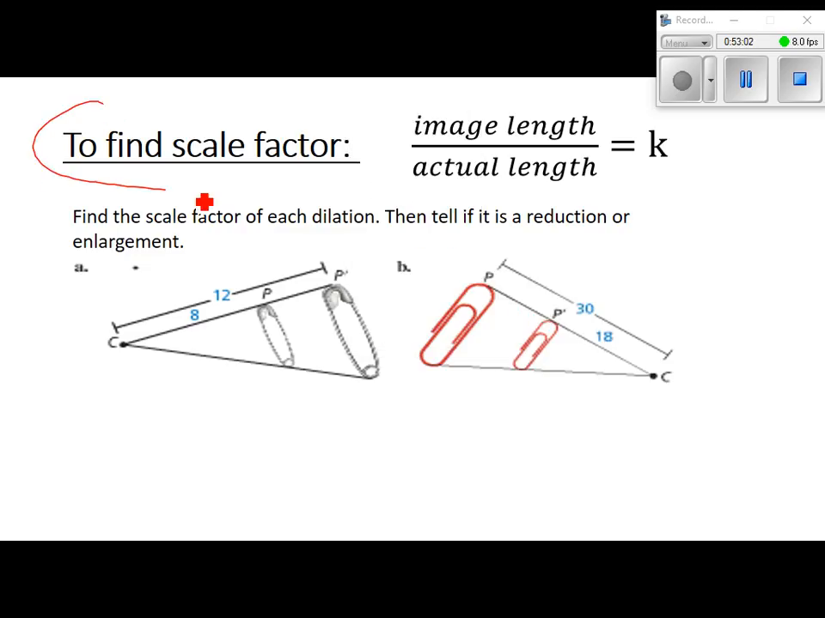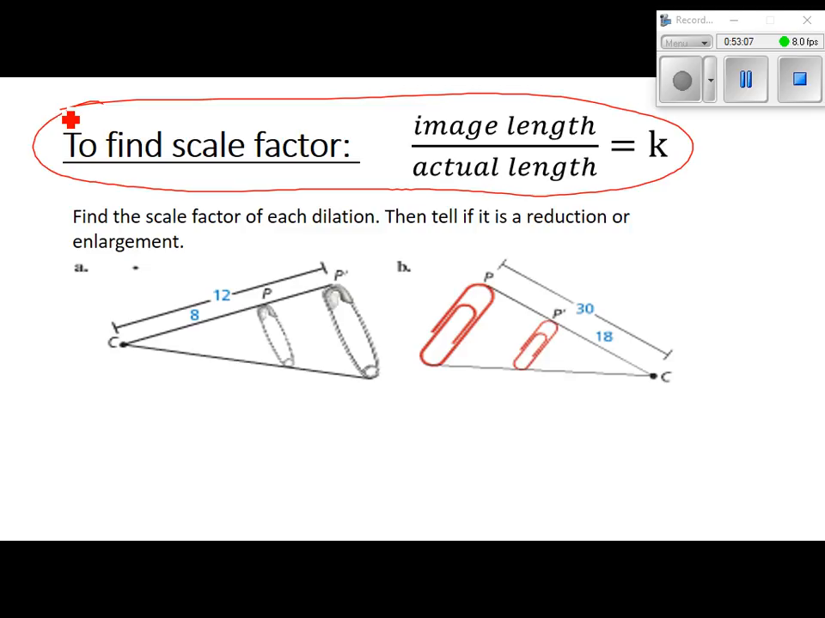Write this down. This is probably one of the most important things of the day, because to find a scale factor should be extremely easy. But I guarantee on the test, because I've been teaching for quite a few years, that this is the kind of problem that everybody's going to miss. So if you write this down and follow this little formula that I have right here, it should be easy.